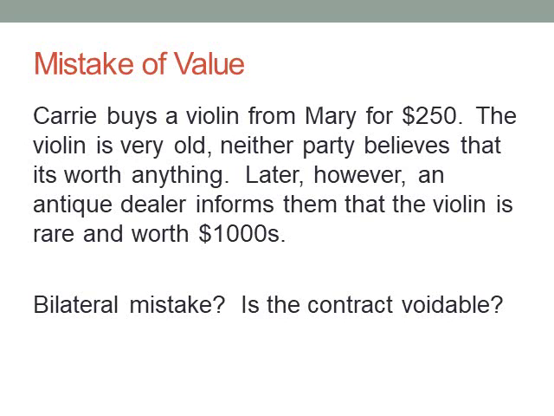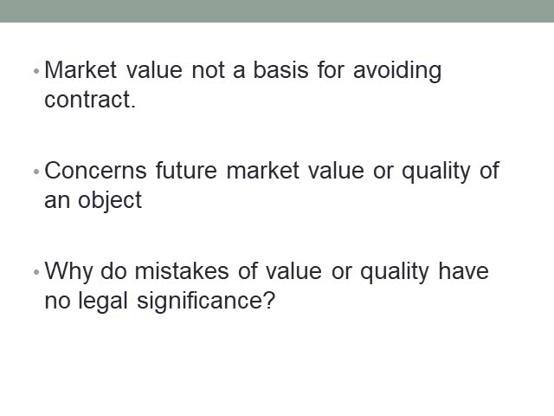How about Carrie buys a violin? Oops, I just did that one. Where both parties are mistaken, but the mistake is a mistake of value rather than an important fact. Like I said, market value is not going to be the basis for avoiding a contract. Concerns for future market value or quality of an object are not.